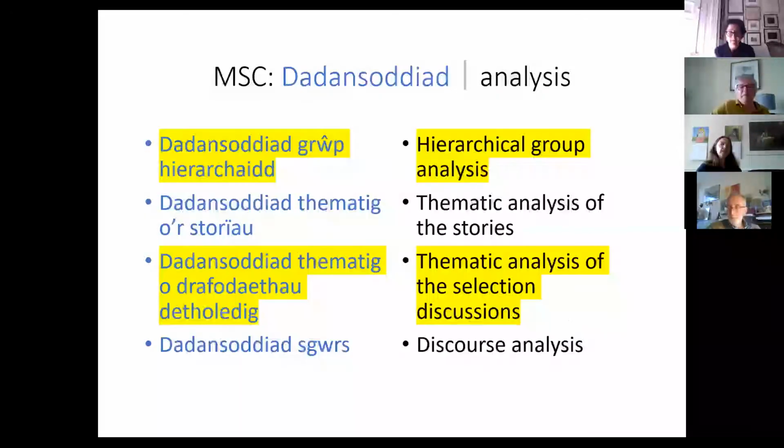Once the stories have been collected, there are a number of ways most significant change stories can be analysed and the information collected evaluated. The most common is hierarchical group analysis. This is where a group of people come together, discuss the stories and select their most significant story, giving a rationale, their reasons for their decisions. You can also undertake a thematic analysis of the stories themselves, either letting themes emerge from the stories or looking for pre-identified areas of interest.